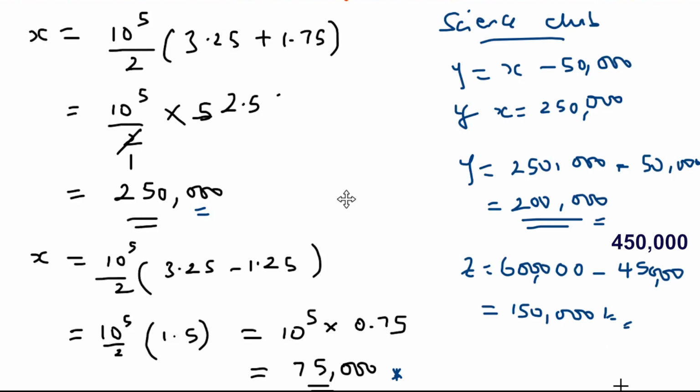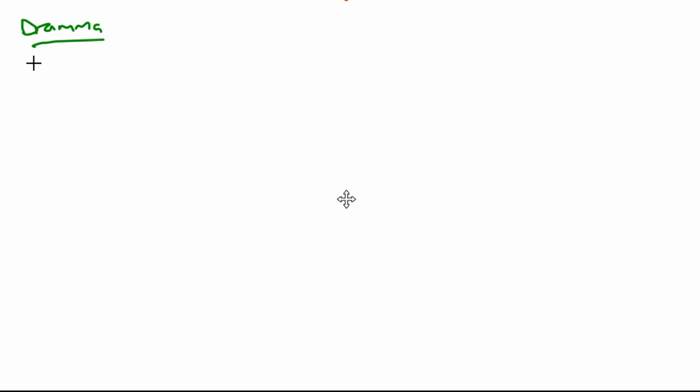So let's find the contribution of the patrons, the club patrons. The drama patron contributes 2/5 of the contribution by the club, which was 250. If we simplify, this gives us 100,000.